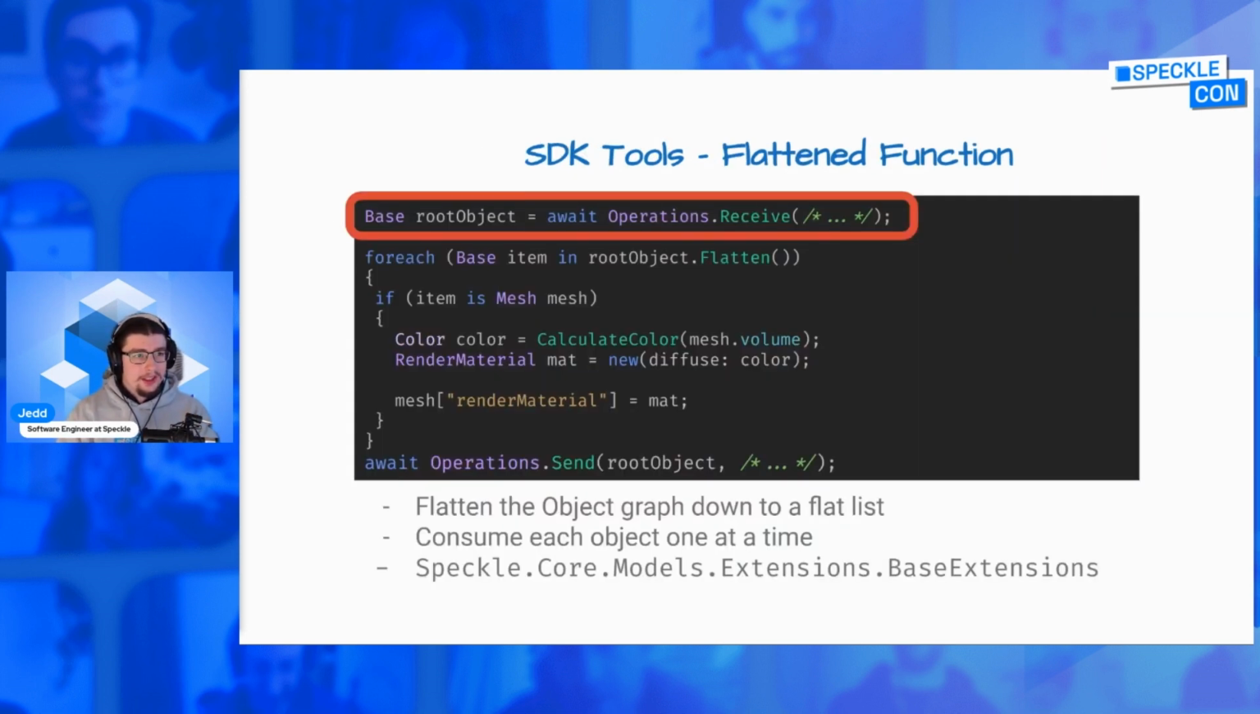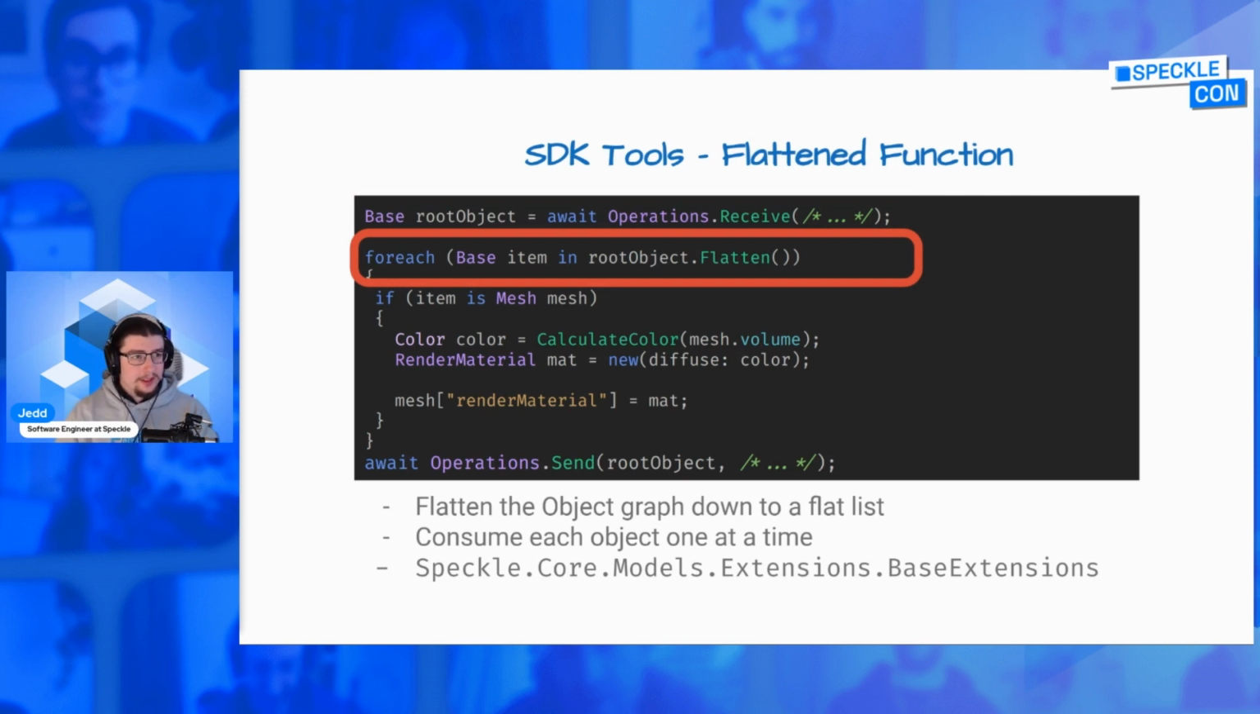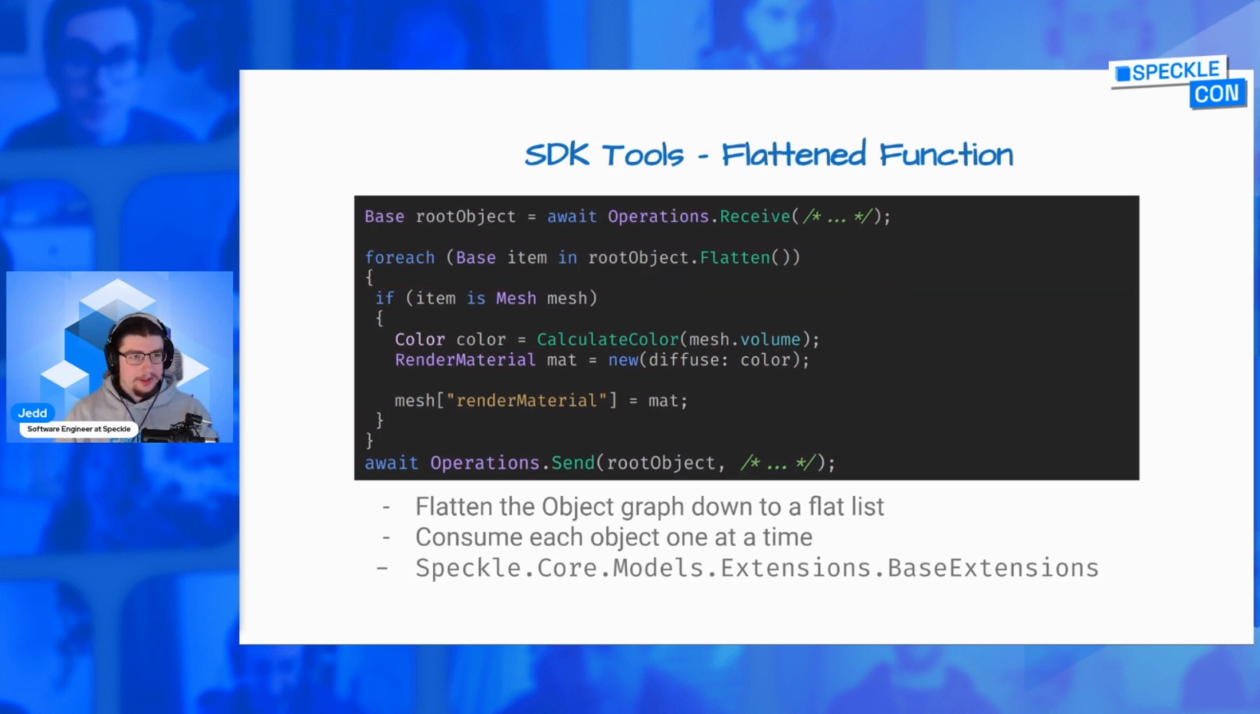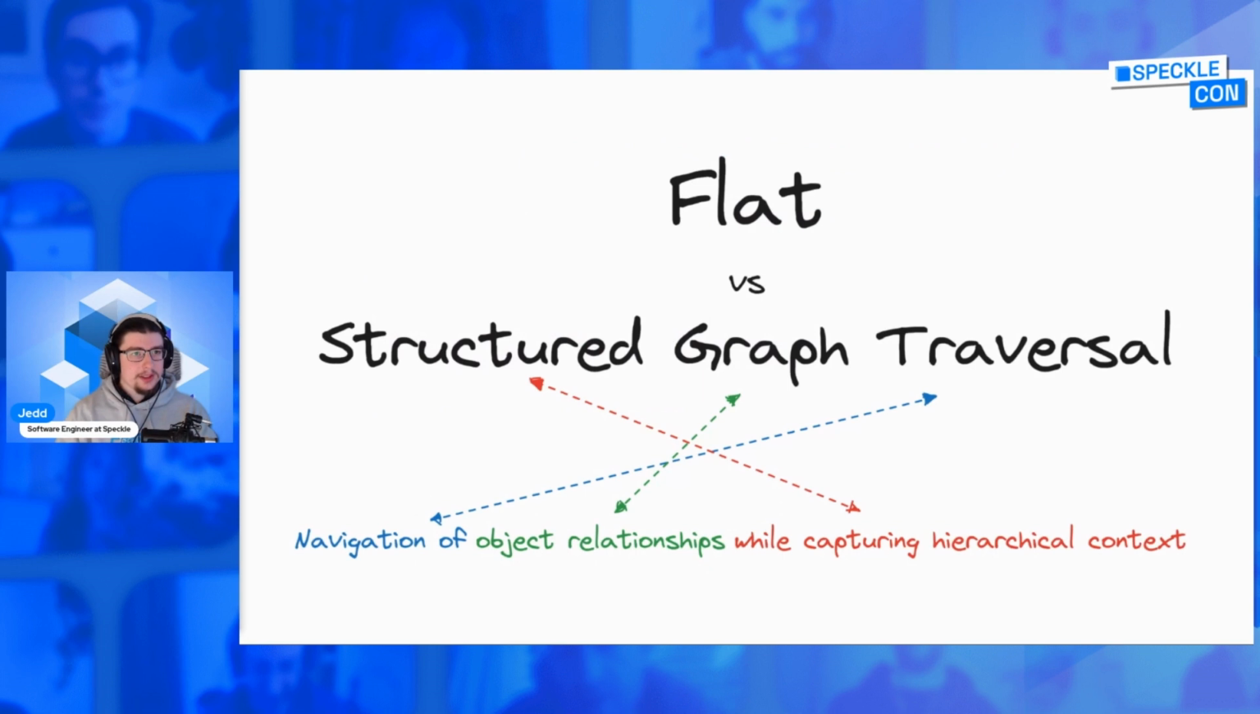And the SDKs provide a convenient extension function to flatten the data down. So here we get our Speckle data. We can flatten it using this flatten function, iterate through each object one at a time. And inside the body of the loop, we have our functionality to apply our materials, etc. And here, flat data is really perfect because we don't care about any of the existing relationships between objects. All we care about is transforming the individual meshes. So flat data works great for that.